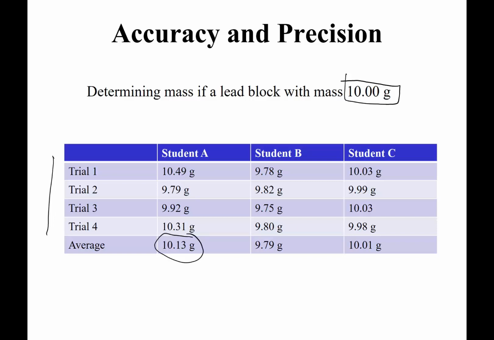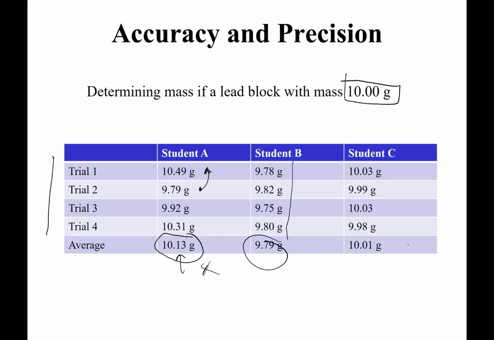But if you look at his different measurements, the range is from 9.78 all the way to 10.49, which is quite a long range. It's a range of 0.7 or so, and so he's not very precise, and so you cannot really trust this average. And student B is very precise here, right? All of his measurements are within a narrow range, but he's actually way off with this average. So he's precise but not accurate, and this guy is neither precise nor accurate.